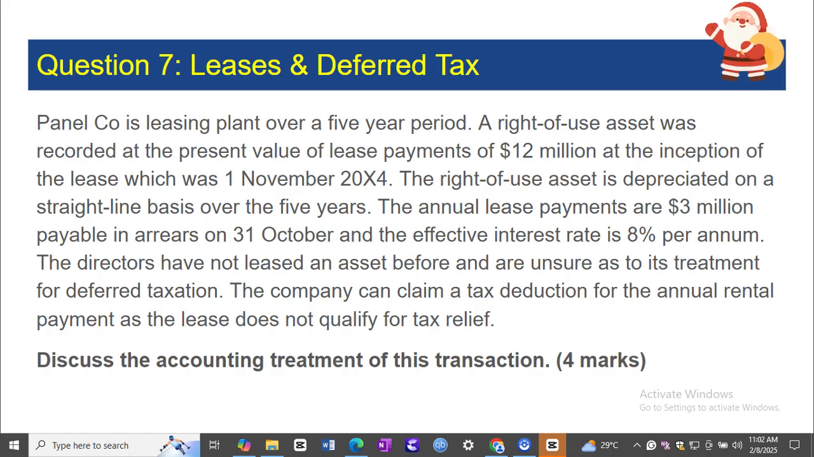Okay, standard IFRS 16 treatment so far. What about the payment structure? Annual lease payments, $3 million, payable in arrears on October 31st each year. Effective interest rate is 8%, and here's where the tax side comes in.